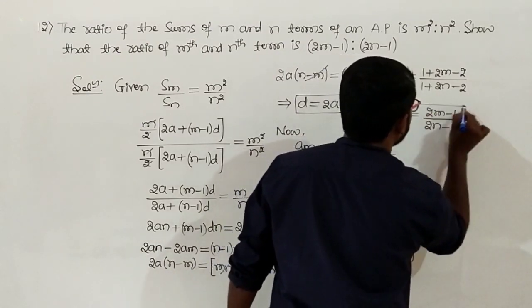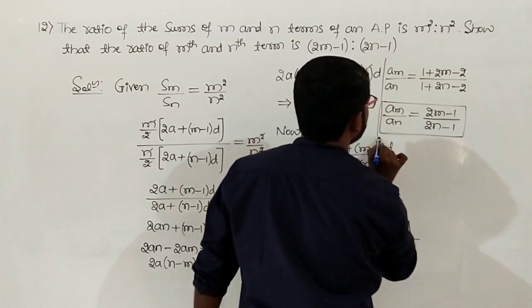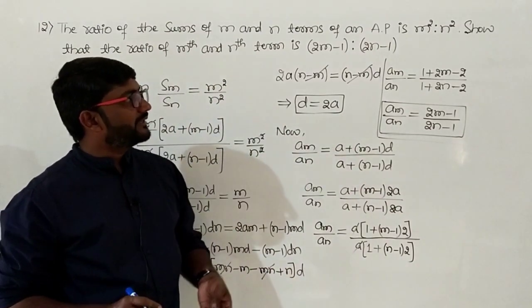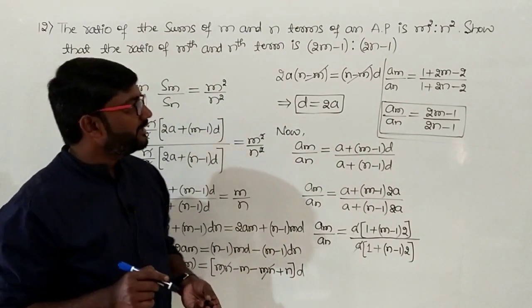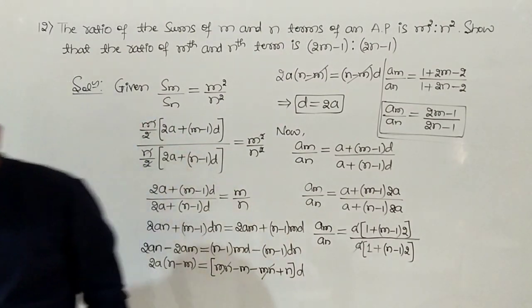So this is our required answer. So here we have proved that the ratio of their mth term and the nth term as 2m minus 1 divided by 2n minus 1. So this is all about the 12th problem.